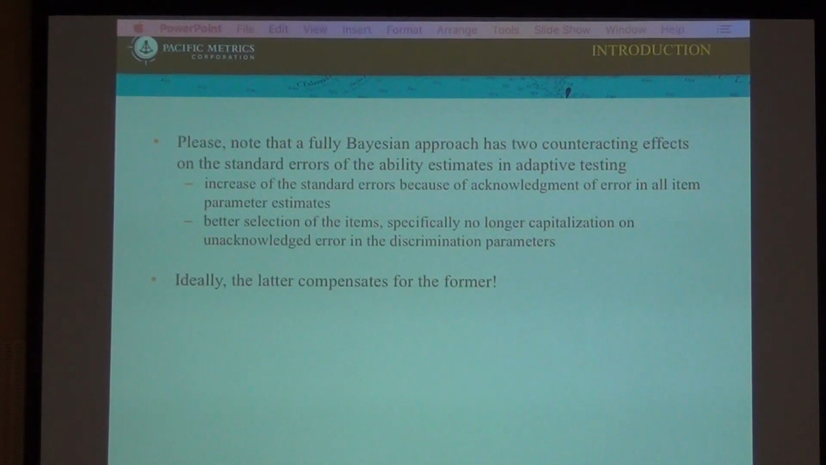Here we give a note. Please note that a fully Bayesian approach has two counteracting effects on the standard error of ability estimates. First, since we acknowledge more errors in the whole process, we expect an increase of the standard error of ability estimates. On the other side, because we acknowledge the existing errors, we expect a better selection of items. Ideally, we hope the latter effect can compensate for the former one.